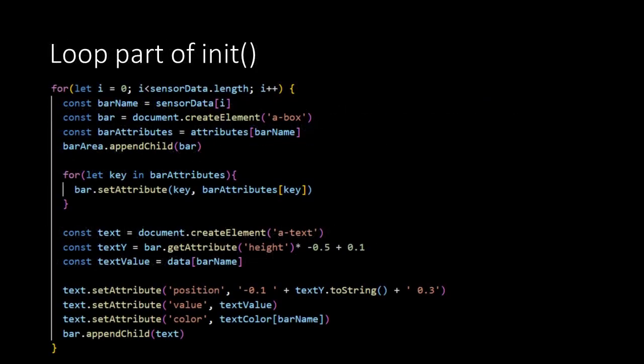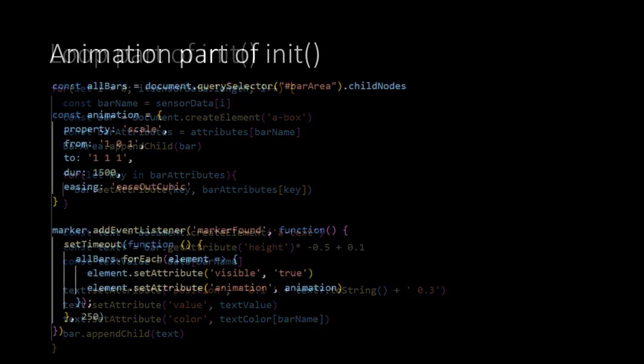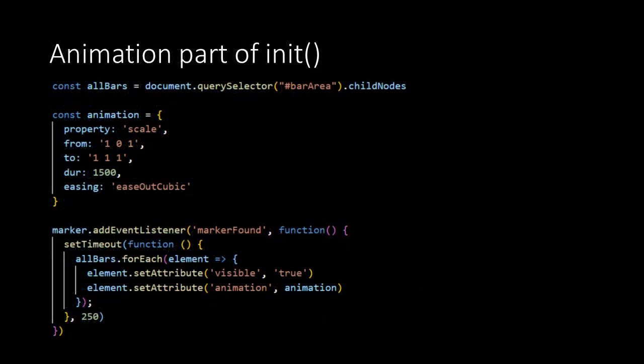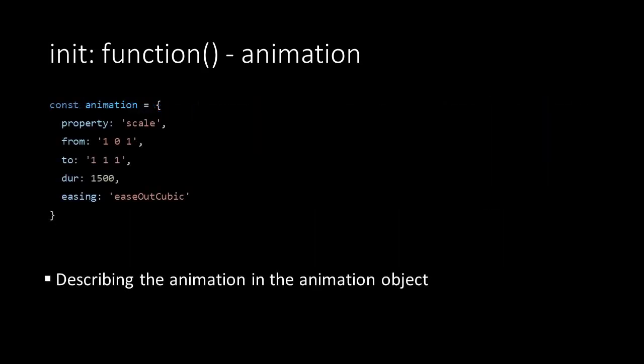Now we have ended our loop by which we make all our bars. And we go back to our init function. What we want to achieve is an animation that is played when the bar chart is being created. This contains three elements. First, we store all children of our bar area element in the variable allBars. So these are all our bars and we want to make sure that all bars are animated in the same manner. The animation variable stores an object in which we describe the animation. If you take a closer look, you will see that it's no more than CSS code.